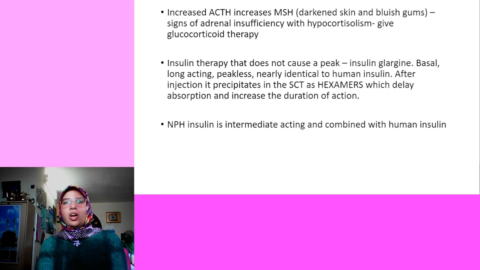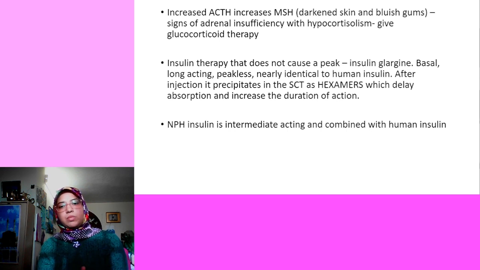Insulin therapy that does not cause a peak. If you get asked what is insulin therapy that has no peak, it just keeps on, it's very leveled, that is glargine. I'm not sure if I'm saying that correctly. It is peakless, it's basal, it's long acting, it's nearly identical to human insulin. After injection, it's going to precipitate in the subcutaneous tissue as hexamers. That hexamer is the reason why there is delayed absorption and increases the duration of action.